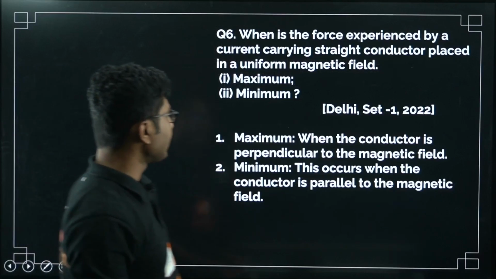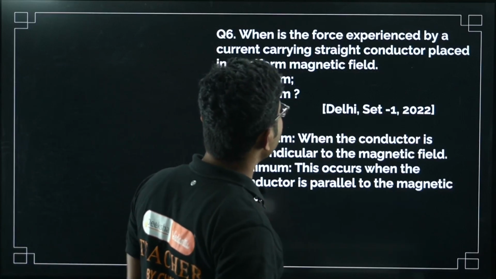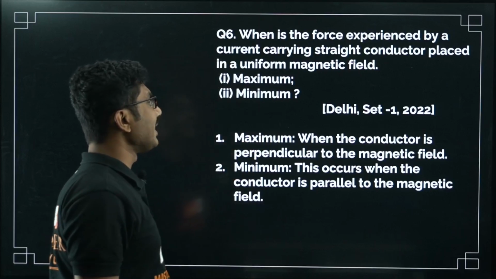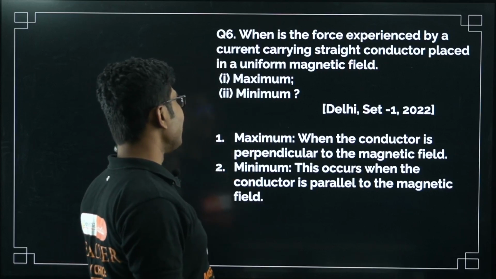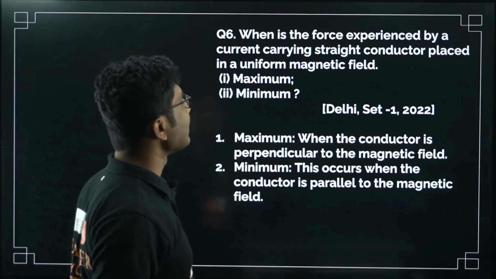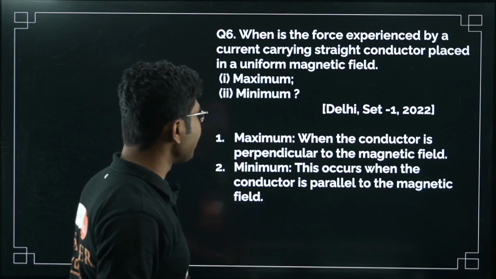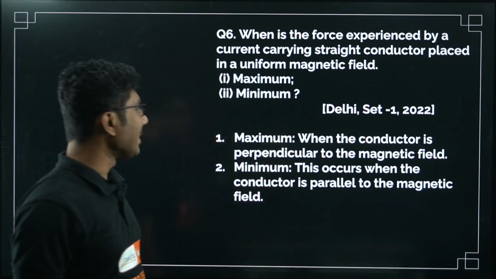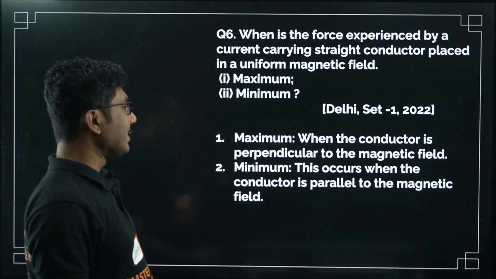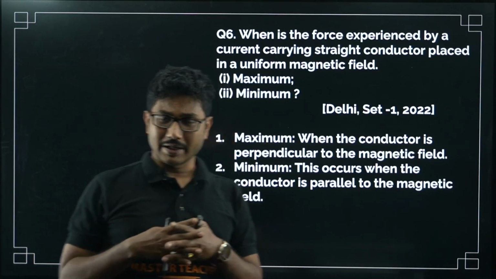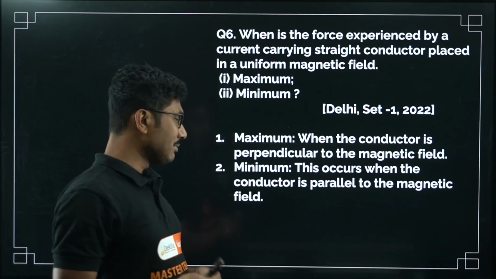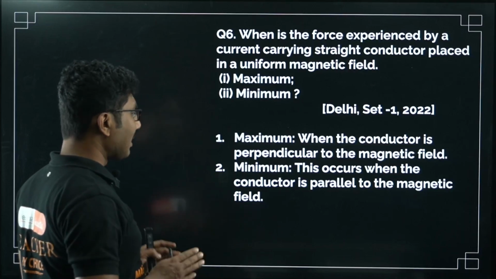Now next question: when is the force experienced by a current carrying straight conductor placed in a uniform magnetic field maximum, and when is it minimum? So let's see. Maximum is when the conductor is perpendicular to the magnetic field. So when the conductor is perpendicular to the magnetic field, the force is maximum. Minimum is when the conductor is parallel to the magnetic field.